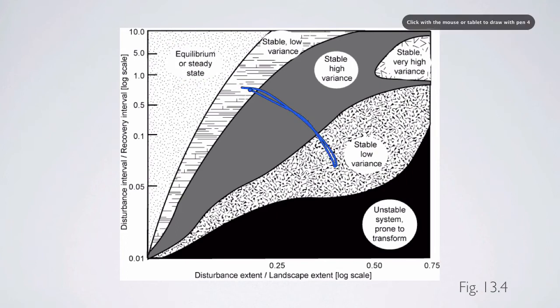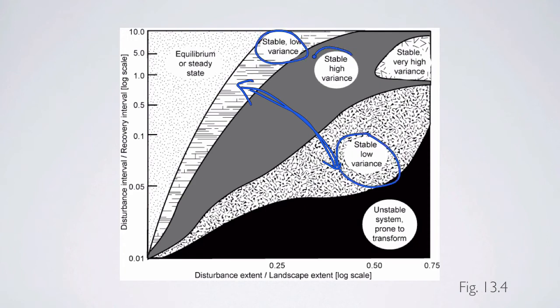In the middle, we have a whole range of different other options. So we can have stable low variance under different conditions, but stable high variance when you get a good combination of extent and interval. And then here, stable and very high variance. So by varying the extent of a disturbance relative to the landscape that we're looking at and making it relatively frequent relative to how long it takes to recover, these systems can be stable but generate different amounts of variance.